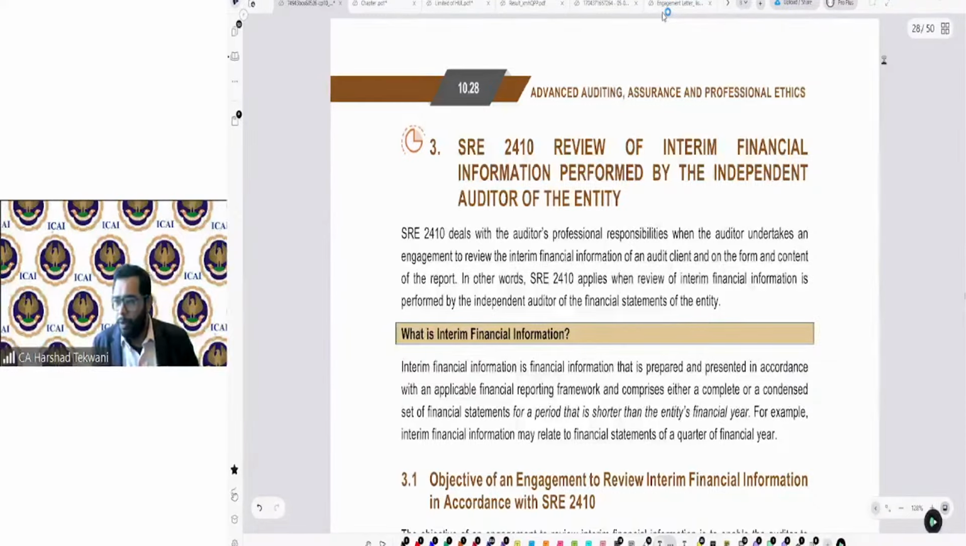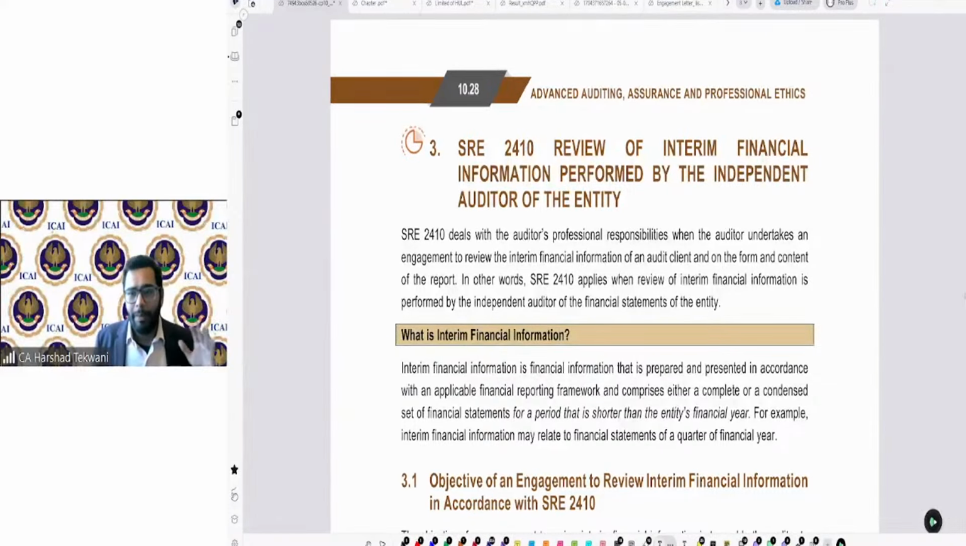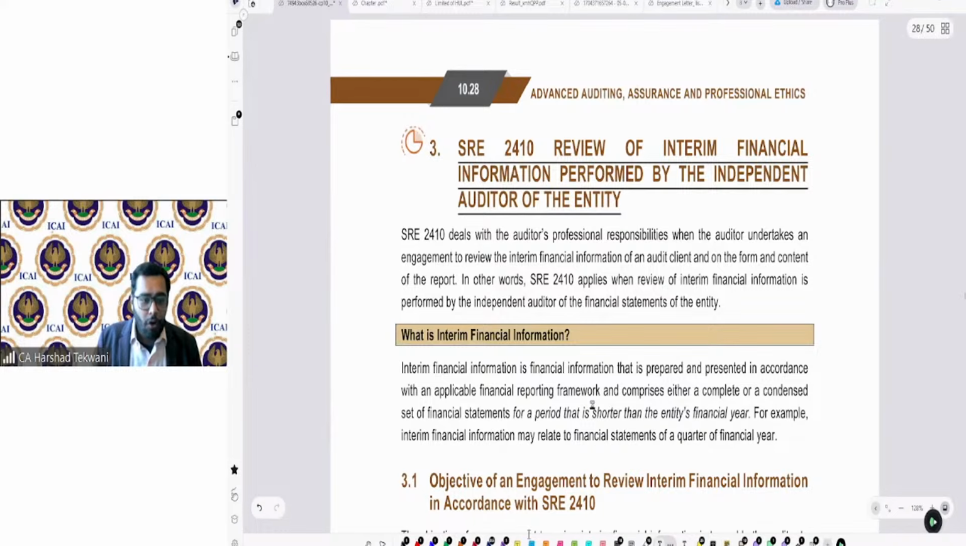Okay. If no further doubts, let's proceed to SRE 2410. Now, trust me, once we have discussed SRE 2400, 2410 will be pretty much easy and we can go through this SRE very quickly, because our base is clear. Now, this is a specific case of review engagement with respect to interim financial information. SRE 2410 talks about review of interim financial information that is being performed by the independent auditor of the entity.